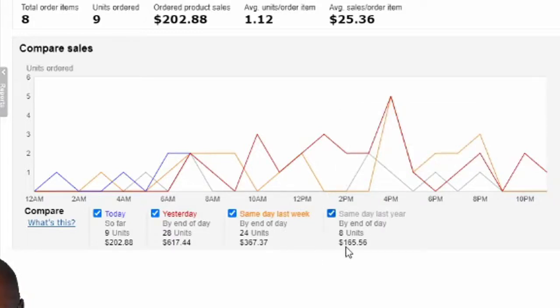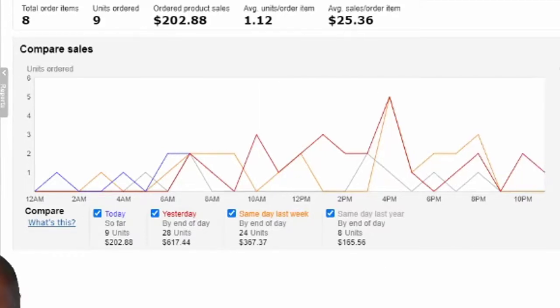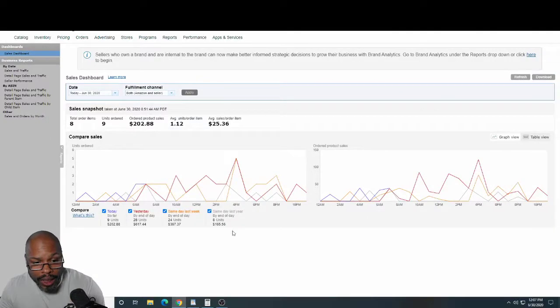But here's where you really want to pay attention. You look at same day last year. By the end of day, we had only sold 8 units for $165.56. So here's my point with this, guys. You look at the difference between what we did yesterday by end of day and what we did that same day last year by end of day. It's quite a difference. And so how did that happen?